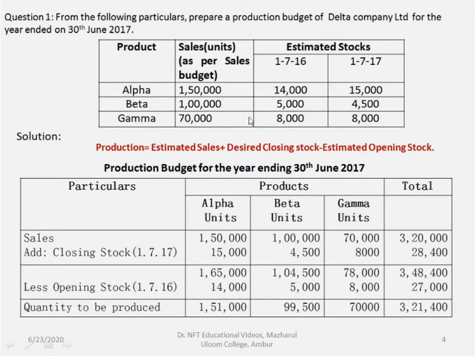So here they have asked us to prepare the production budget. As I already told you, the formula for the production budget is estimated sales plus desired closing stock less estimated opening stock. So first we will record the sales amount for the 3 products. Prepare in columnar form like this: particulars, alpha units, beta units and gamma units, total. Then sales 1,50,000, 1,70,000.